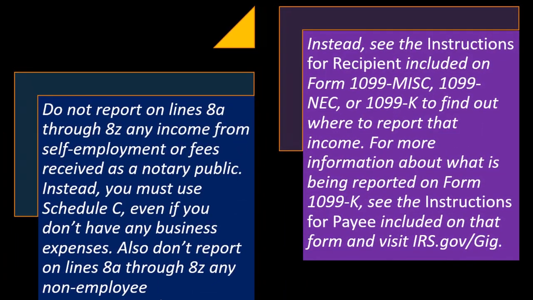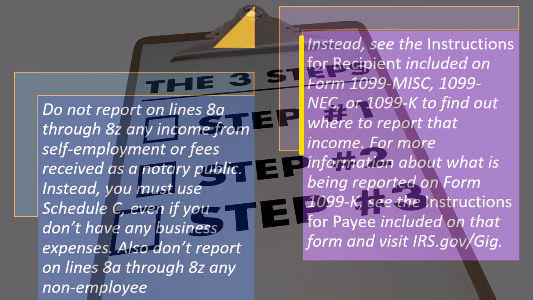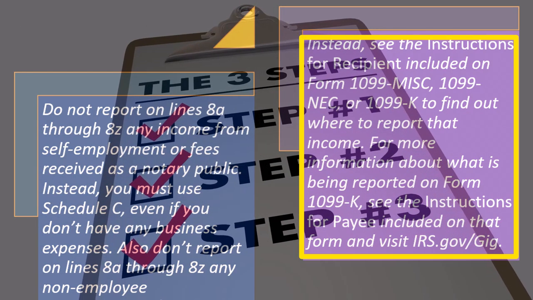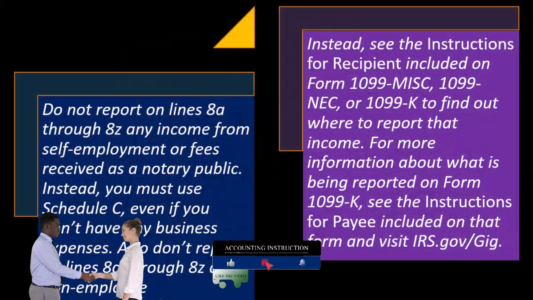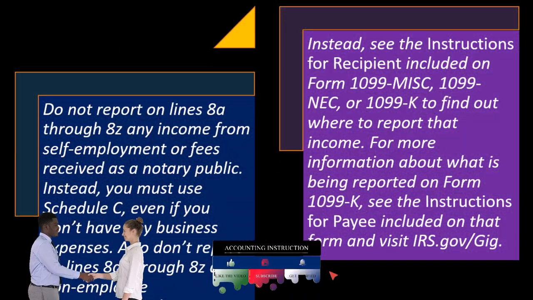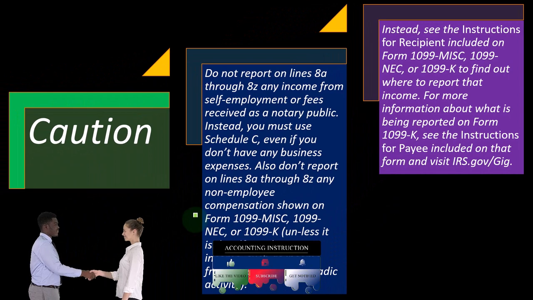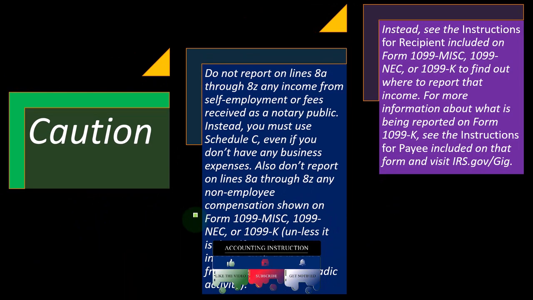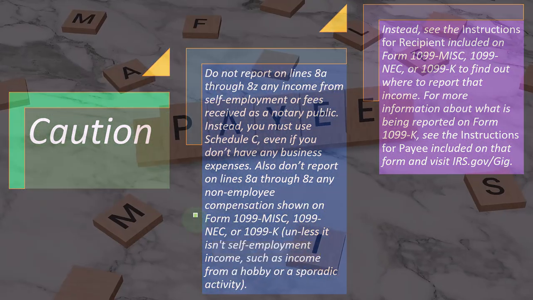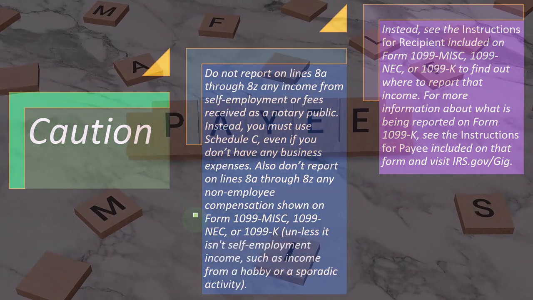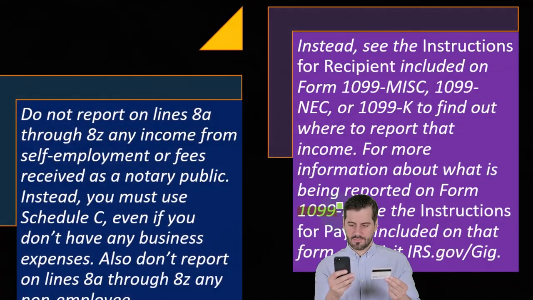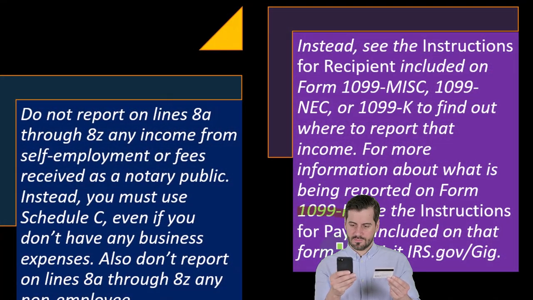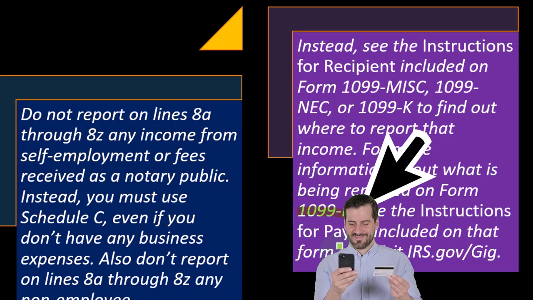Instead, see the instructions for the recipient included on Form 1099-MISC, 1099-NEC, 1099-K. So you can always look at those forms for more instructions to find out where to report the income. For more information about what is being reported on Form 1099-K, see the instructions for payee included on that form, and you can visit irs.gov/gigwork. The 1099-K, in other words, is kind of like a newer type of form where the IRS is trying to pressure non-traditional kinds of formats.